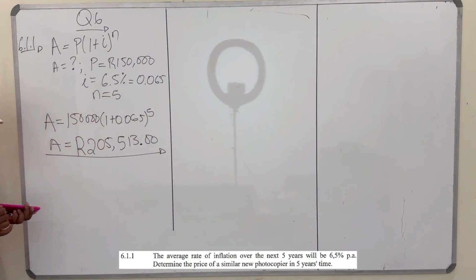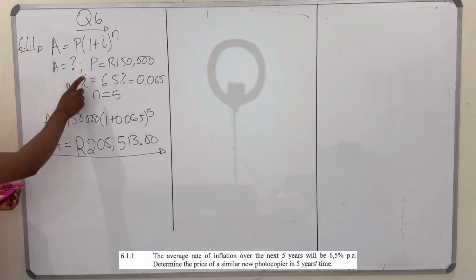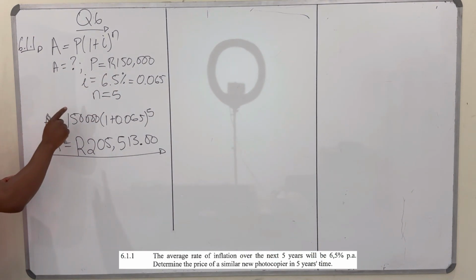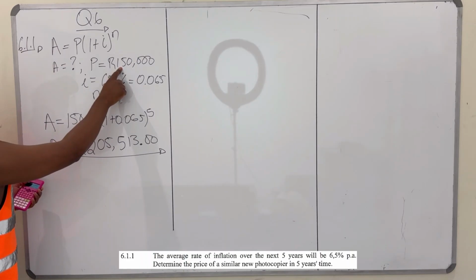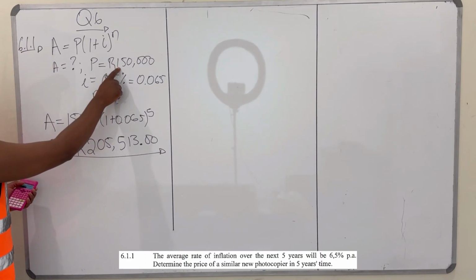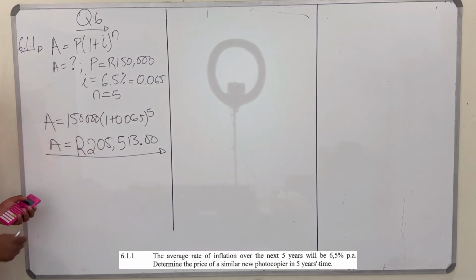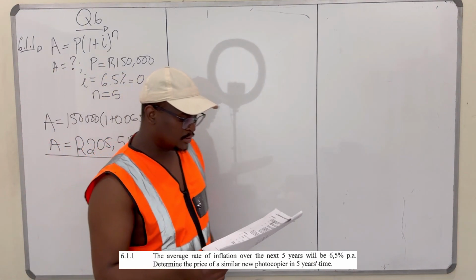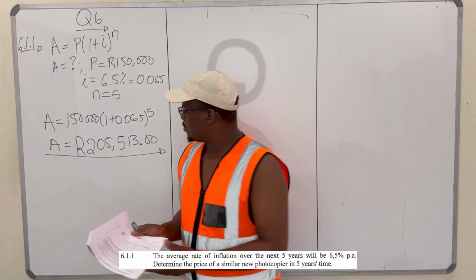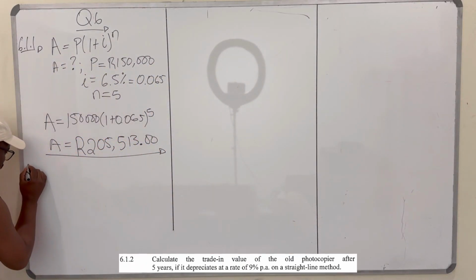That is similar to the previous one, because five years ago the price was this, and then it went up due to inflation and became this amount here. So done. Let's go to the next question, 6.1.2.